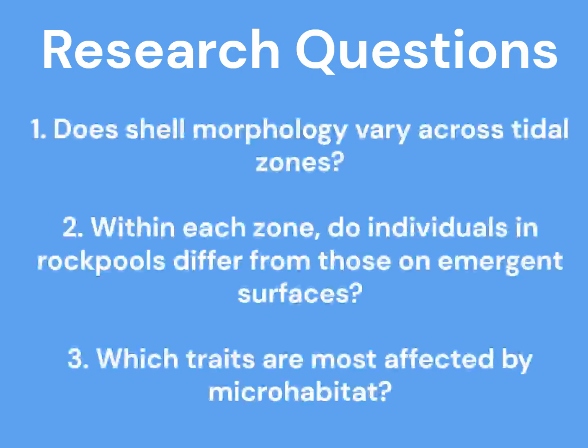So knowing this, my research questions were: does shell morphology vary across tidal zones? Within each zone, do individuals in rock pools differ from those on emergent surfaces? And finally, which traits are most affected by microhabitats?